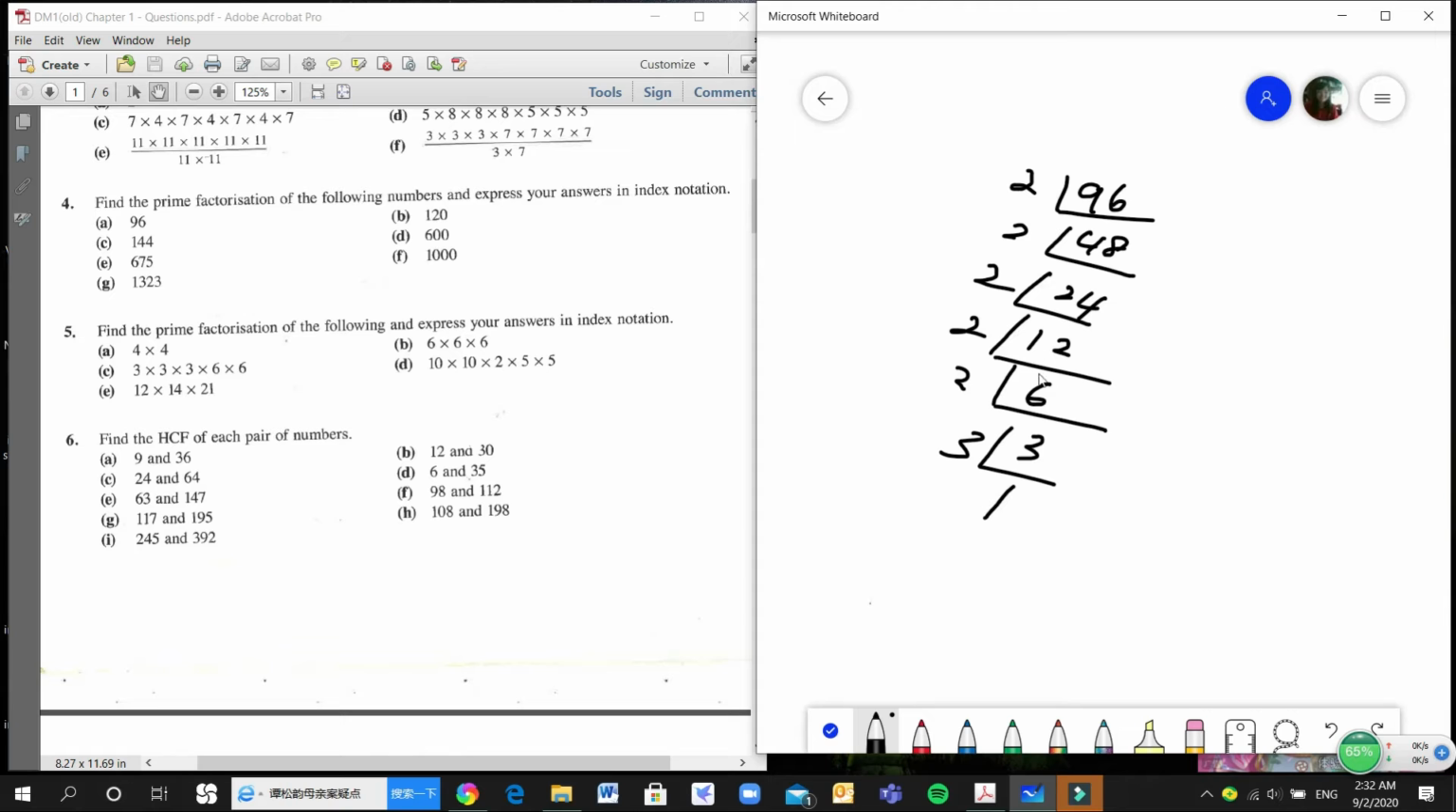So you need to divide it until 1. Then I can say 96 is 2 power of 4. 1, 2, 3, 4. Oh, sorry, it is 5. And then times 3 here. That's it.